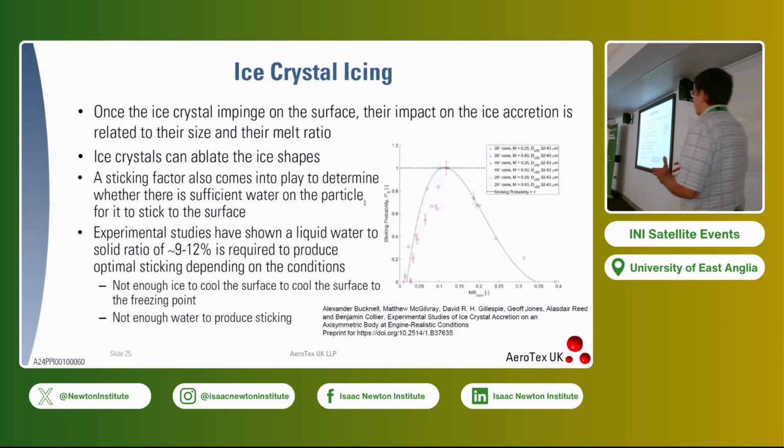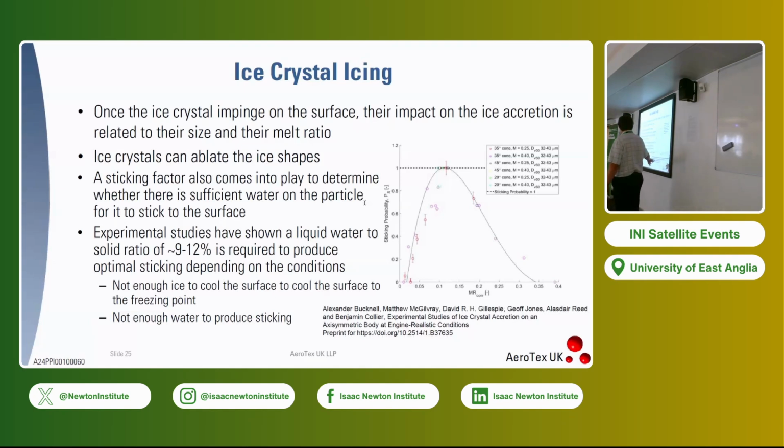But once you've done all this melting, they then impinge on some surface, and when you do that, they can cause further issues. So you can get ice crystal ablation. The ice crystal actually hits and chips off a bit of the ice that's accreted on the component, so you can end up with very pointy shapes on your bodies. But there's also a sticking factor.